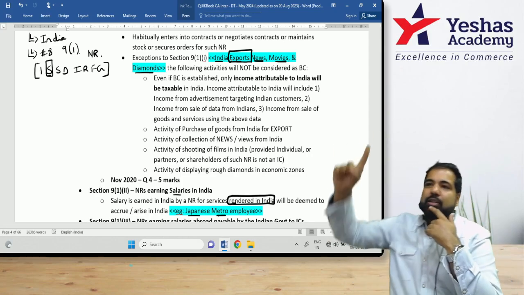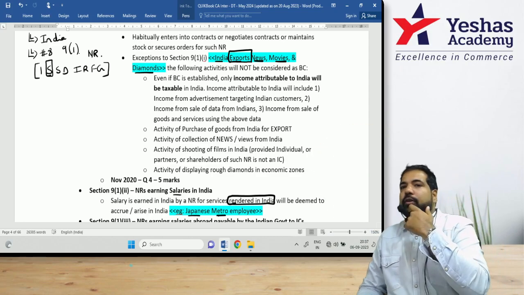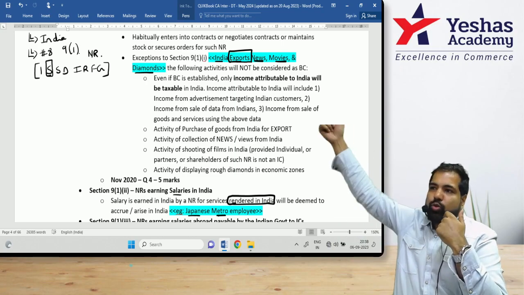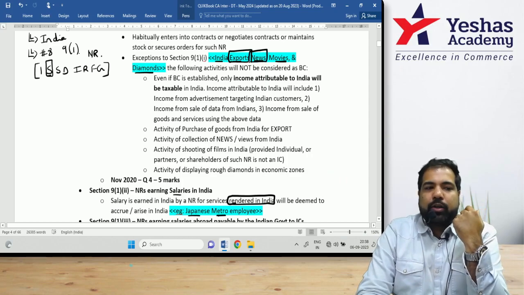He purchases the buttons for 1 lakh. How much? Sells it to Gucci for 5 lakhs. How much is the profit? Will it be taxable in India? Yes. But because of this activity, will Gucci become taxable in India? No. Next, guys. Getting what?